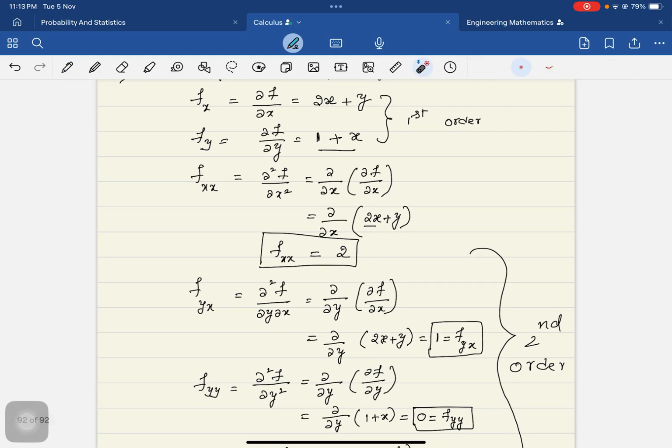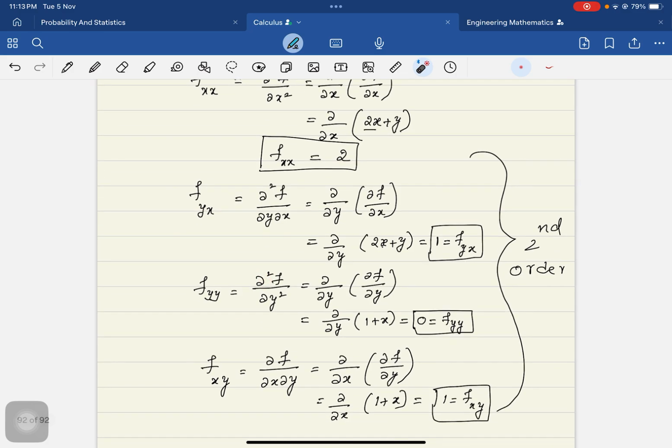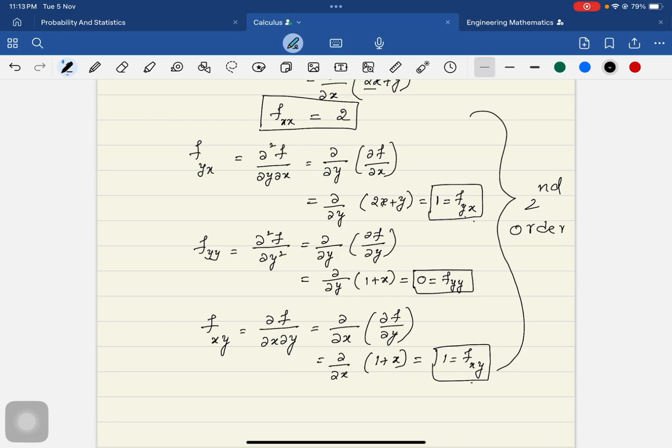These are all the first order, and all these fxx, fyx, fyy, fxy are the second order partial derivatives. Here observe one thing: if you take fyx and fxy, both of them are equal. The second order partial derivatives fxy is equal to fyx. This is checked.